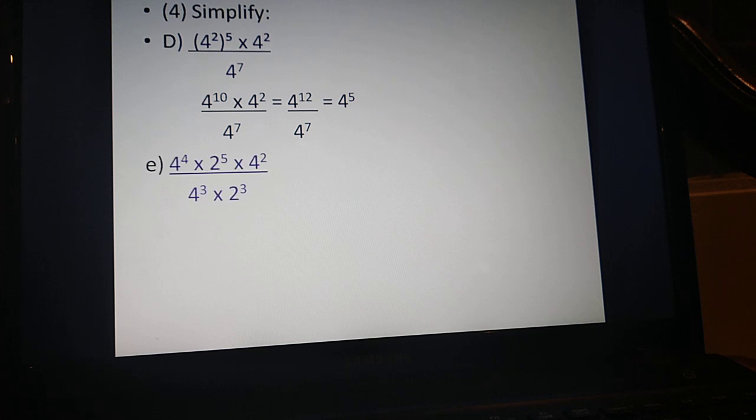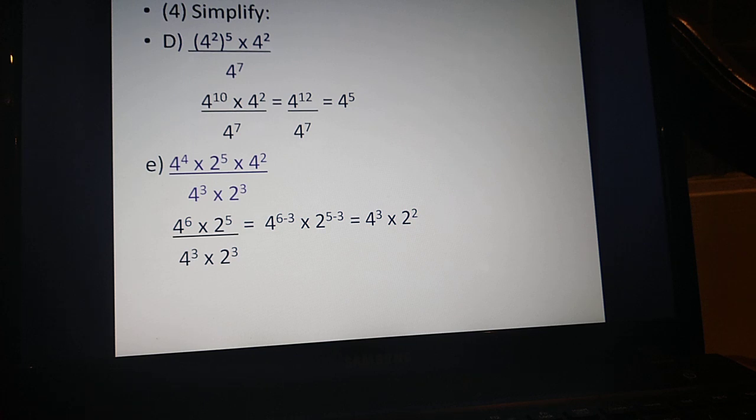Part E. 4 to the power 4 times 2 to the power 5 times 4 to the power 2, divided by this denominator. First, I deal with the fours, I add them, and the twos, I add them. Let's see how this works. 4 to the power 4, I add this index to 4 to the power 2, so it becomes 4 to the power 6, multiplied by 2 to the power 5, which stays as it is. The denominator stays the same for now: 4 to the power 3 times 2 to the power 3.